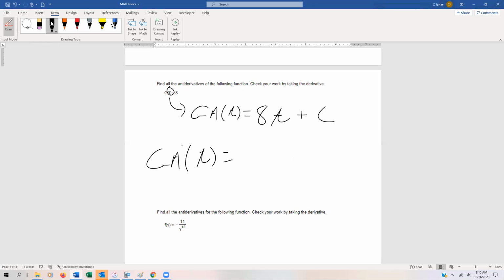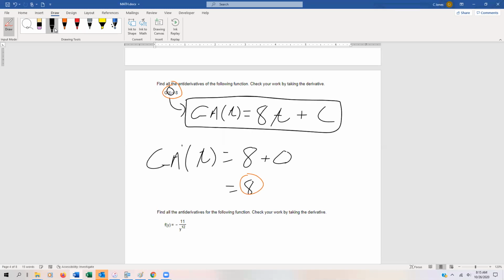We know the derivative of 8t with respect to t is 8, and the derivative of the constant c is 0. And so that just becomes 8, which is indeed the original function. All right, so this is our correct antiderivative, 8t plus c.